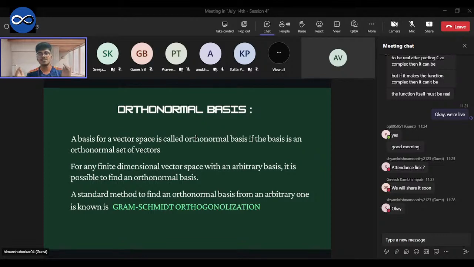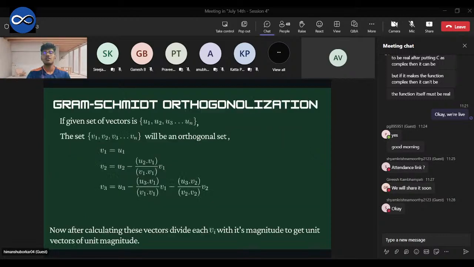Now, if I have an orthonormal set, I want to form a basis of this orthonormal set. That is called the orthonormal basis of the vector set. And there is a really good way to form this, and it's quite easy to understand. It's called Gram-Schmidt orthogonalization. It's a standard method, and we will look at what it really does, what we need to do to form an orthonormal basis. Any doubts in orthonormal basis? You can just put it in the chat.